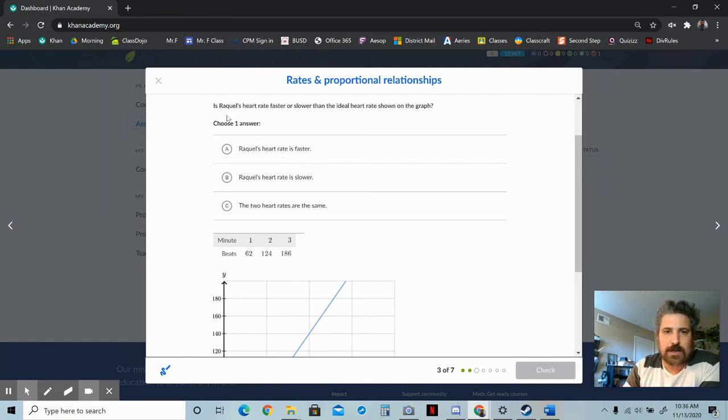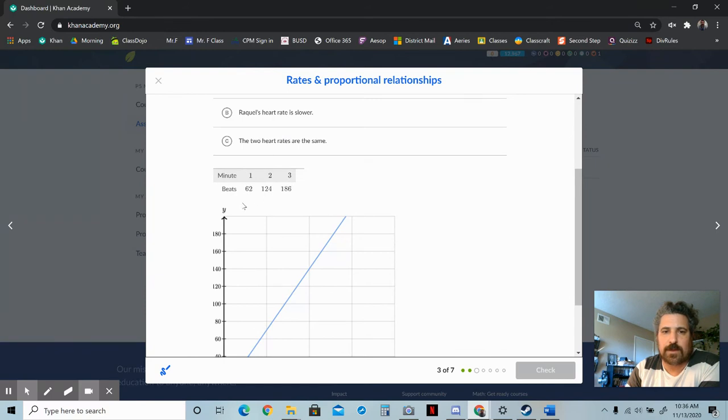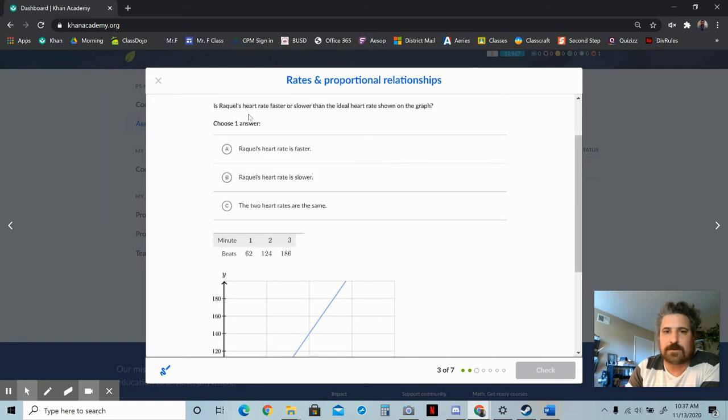So it says choose one answer. Is Raquel's heart rate faster or slower than the ideal heart rate shown on the graph? So this is your ideal heart rate, and this is her heart rate. And her heart rate is 62 beats per minute because beats is 62, the minutes is 1, and the beats is 124, the minutes is 2, and so on and so forth. So this is 62 beats per minute for all 3 minutes. So this is Raquel. The question is, which of these is faster, right?